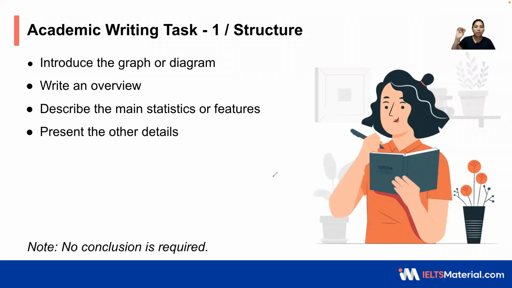Before moving on to each and every type of graph, it is very important to learn the structure. The academic writing task 1 structure is called the four-part structure, which contains four objectives that form the complete essay.